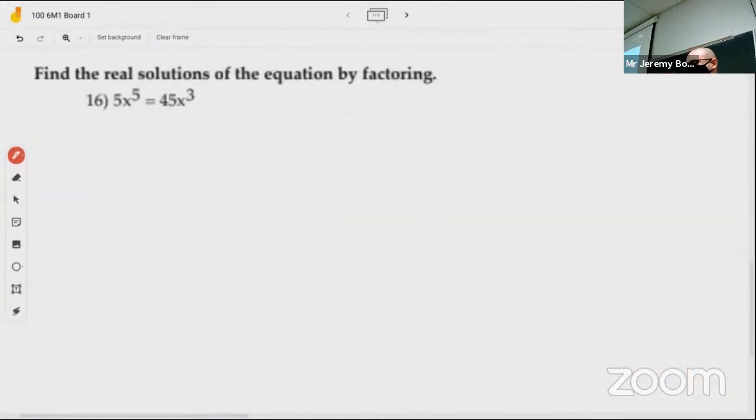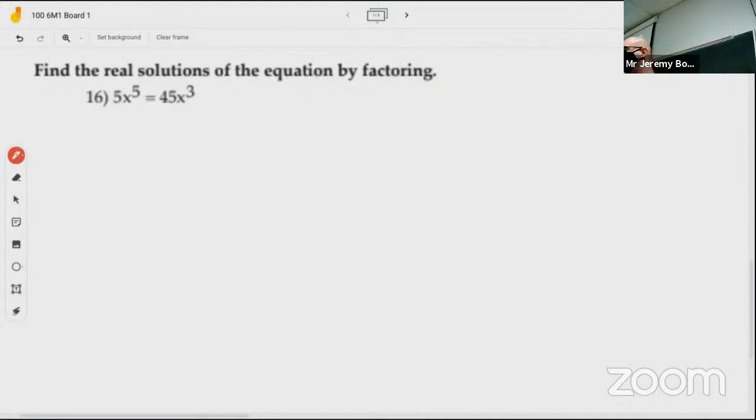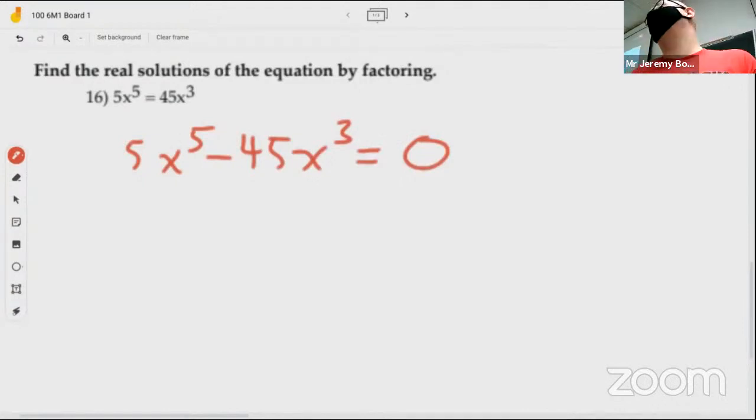So here what we're doing is finding the real solutions of the equation by factoring. The main mistake people make, and I know I keep talking about it, but I'm just trying to avoid y'all making a mistake, is to divide by some type of x. Don't divide by x to the third here. What we want to do is get everything on one side. So let's make this 5x to the 5th minus 45x to the 3rd equal to 0. If you want to divide both sides by 5, then I'm going to factor it here. Either way, we'll get to the same place.